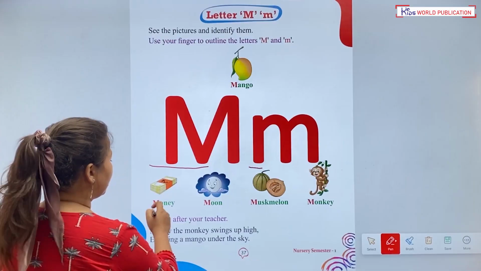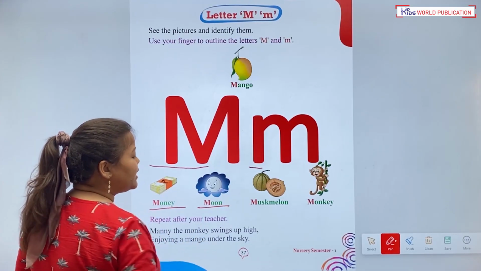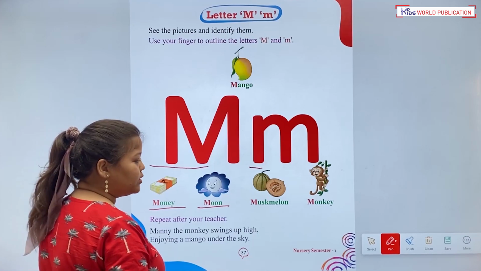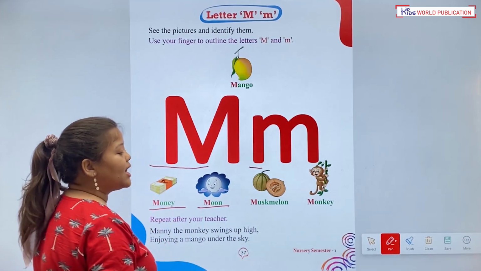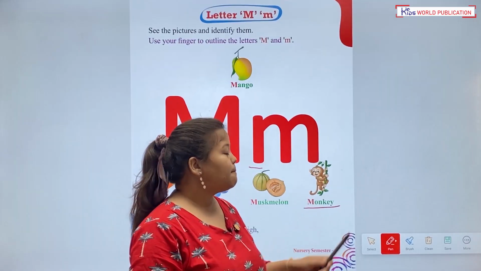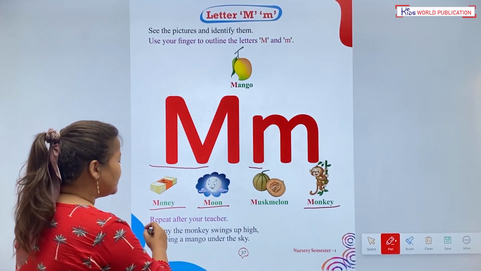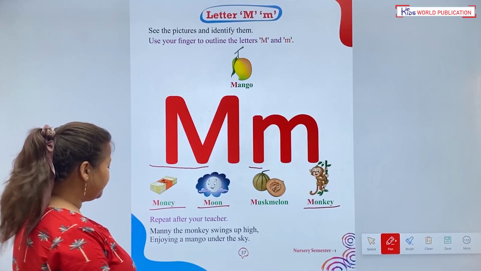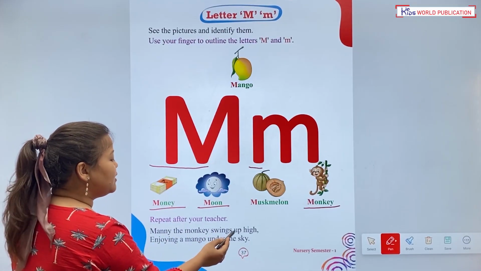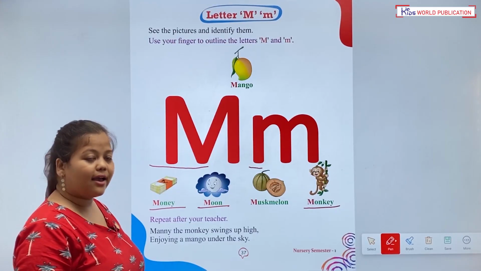Mango. Money. Moon. Muskmelon. Monkey. Repeat after your teacher. Many the monkeys swing up high, enjoying a mango under the sky.